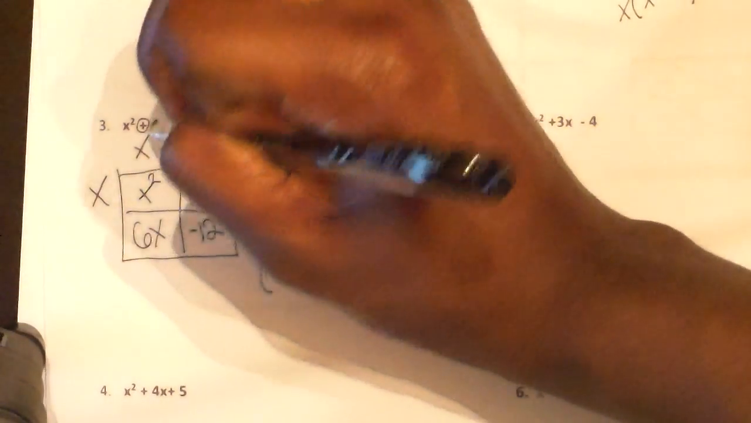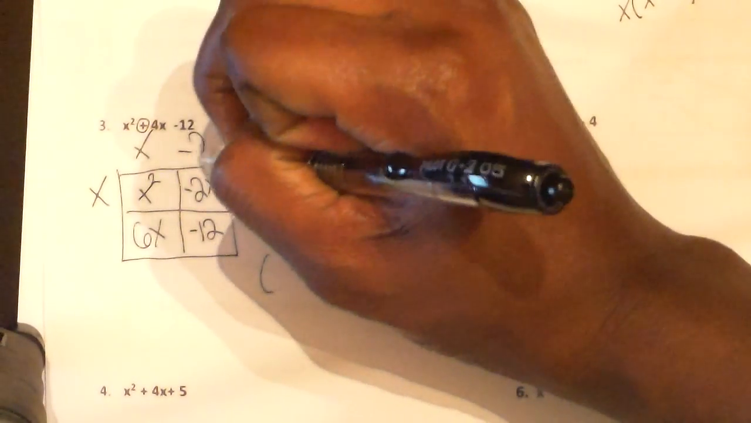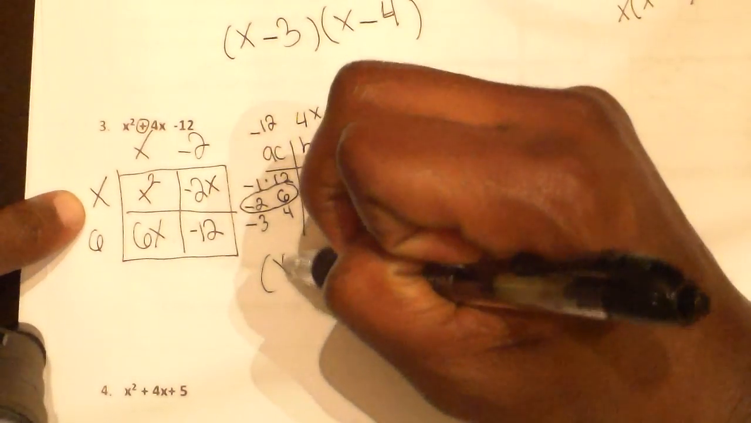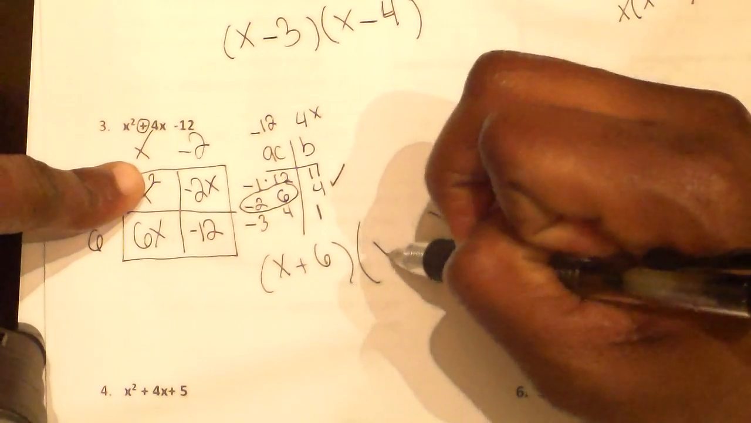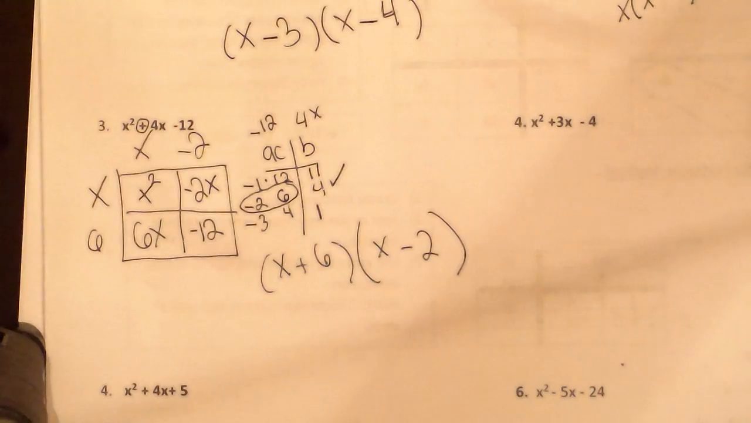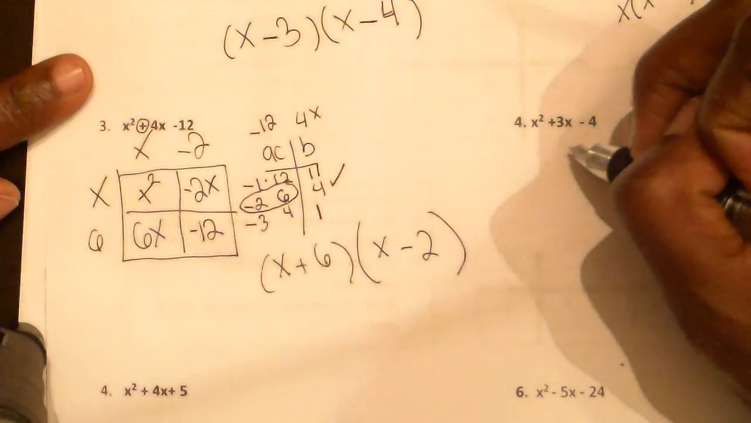So here we have x and x. To get negative 2x, x times negative 2. To get 6x, x times 6. So my factors are x plus 6 and then x minus 2. Got it? Okay, let's look at this one.